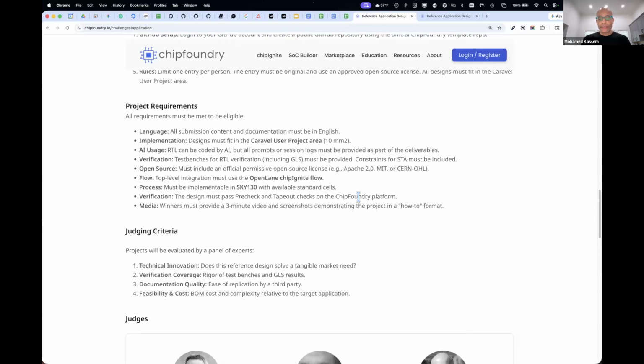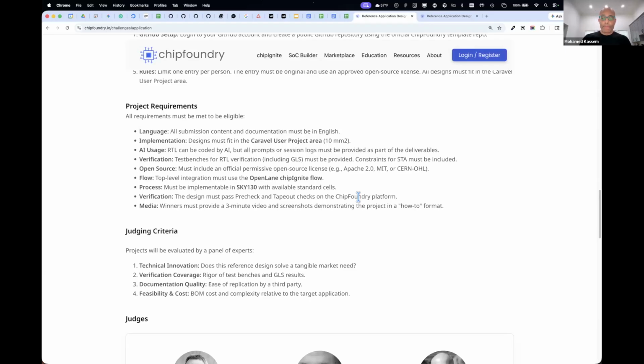The judgment criteria, again, very simple. There is a technical part of it, okay, and solving a real problem. Maybe the ones that actually have a potential market need that could fit into a market would actually be even better. So maybe some of these things are part of the proposal: why is it relevant? But the verification, as I mentioned, the quality of the designs is very important.